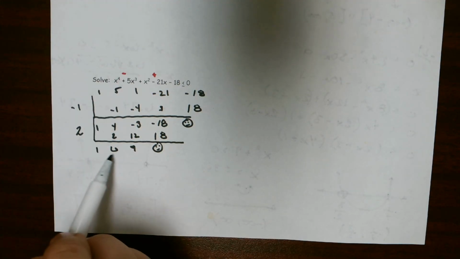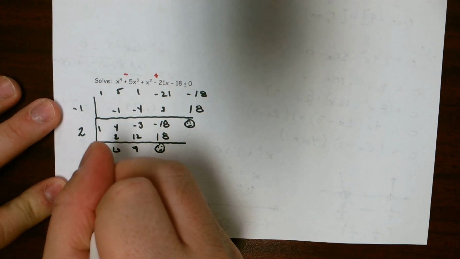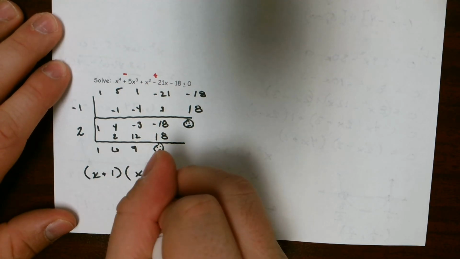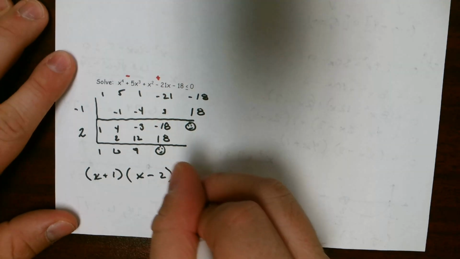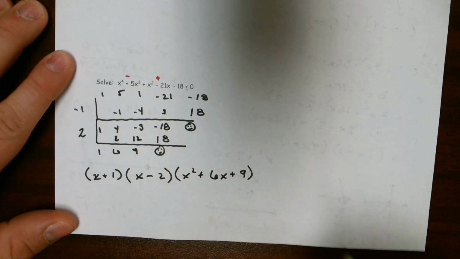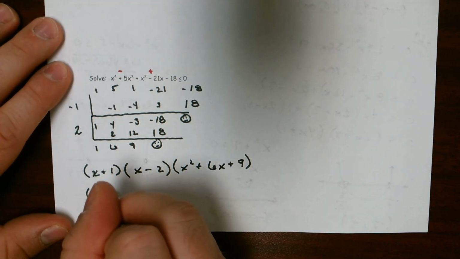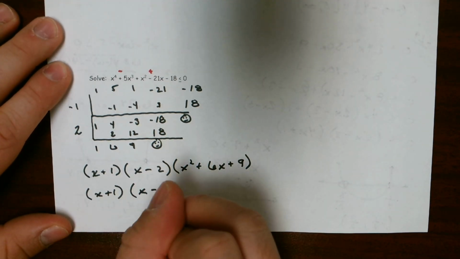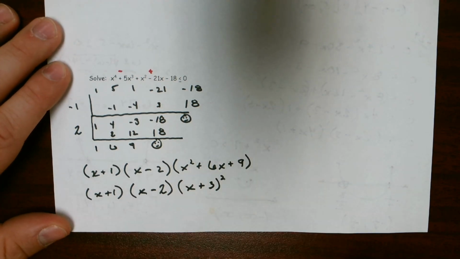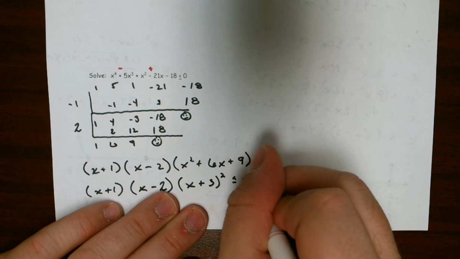to a quadratic. So I know that I have x plus 1 as a factor, because that negative 1 was a 0. I've got x minus 2 as a factor. And I've got this x squared plus 6x plus 9 left over, which is a perfect square trinomial. So I can rewrite it as x plus 1 times x minus 2 times x plus 3 squared. It's real easy to see our zeros now. It's real easy to see where this is less than or equal to 0.